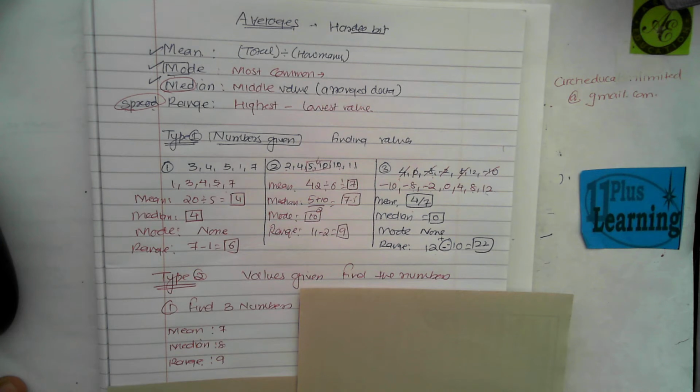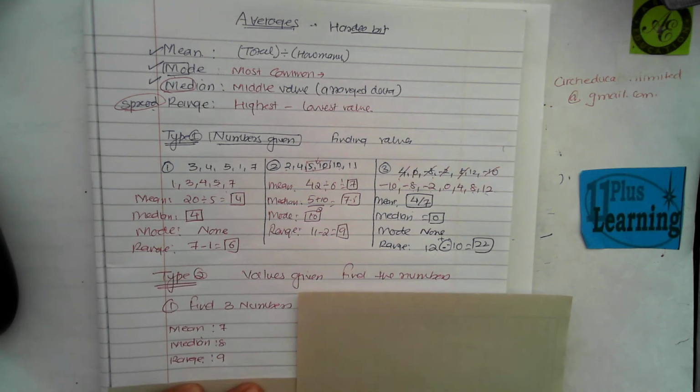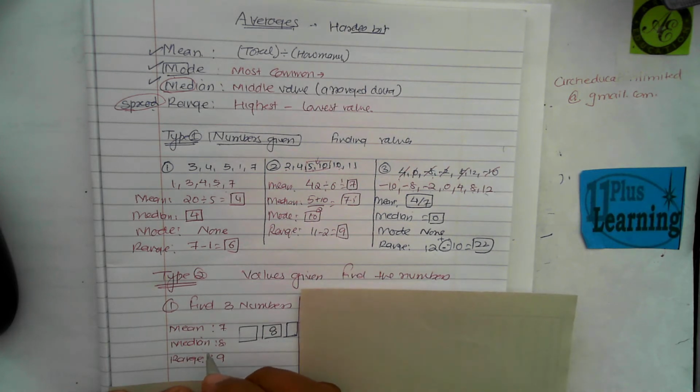Right, so these are the type of questions I was talking about, guys. Values given. So you're going to find three numbers with mean is 7, median is 8, range is 9. So guys, how do we work that out? We know we're going to fill up these three spaces in order, and median is 8 tells me the middle value has to be 8. Okay, so median is sorted.